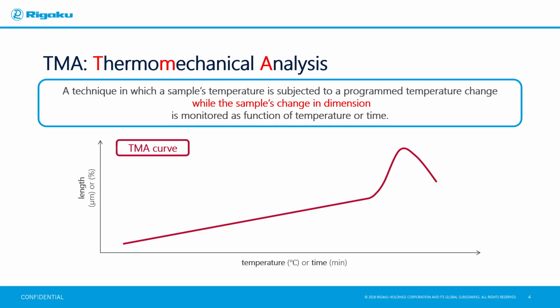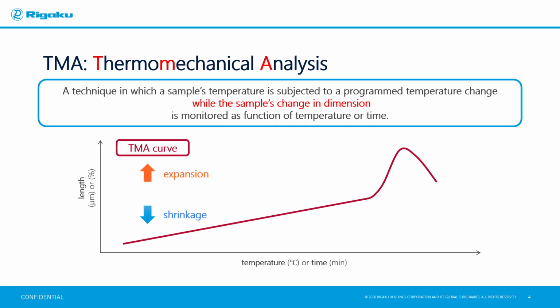Thermomechanical analysis, or TMA, is defined as a technique in which a sample's temperature is subjected to a programmed temperature change, while the sample's change in dimension is monitored as a function of temperature or time. The measurement result of TMA is called the TMA curve and is generally represented as shown in the figure. The horizontal axis represents temperature or time, and the vertical axis represents length in micrometers, or the rate of change in percentage, divided by the initial length.